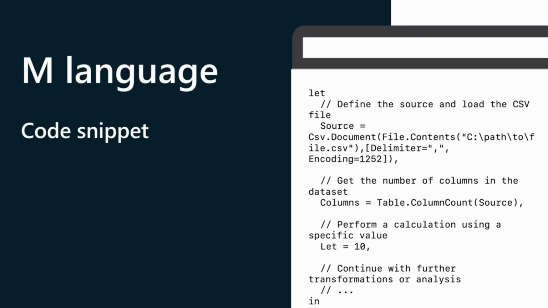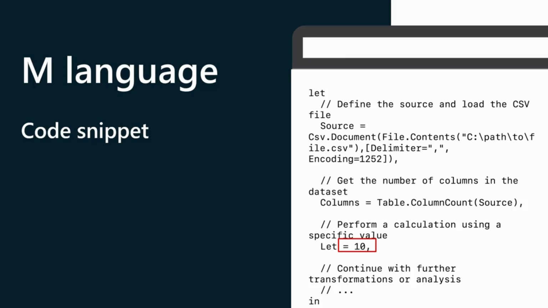Let's explore the syntax using an M language code snippet. This snippet showcases how to handle various CSV file operations in Power Query, including setting up the initial data source and performing data transformations, loading the file, specifying the delimiter and encoding for the CSV document, calculating the number of columns, and assigning a value to a variable.